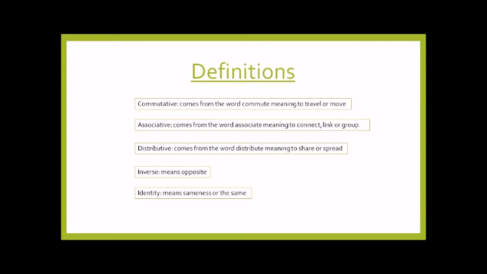Now, once you know these definitions, they will help you to figure out which property you're dealing with. And I will further assist you with some more help for this, looking at the definitions.